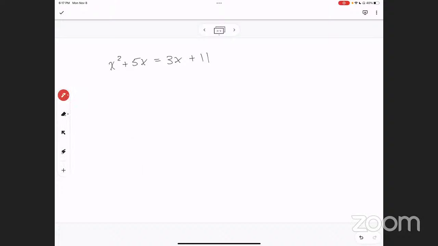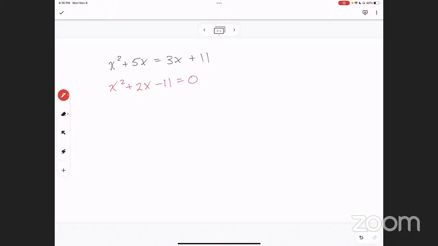Would you subtract 3x? Yep, subtract 3x. And what do you get? 2x. Good. Anything else I should do? Should you take 11 back? Yep. And what would you have? Just negative 11. Good. Equals what? 0. Good. See, you have to do that.